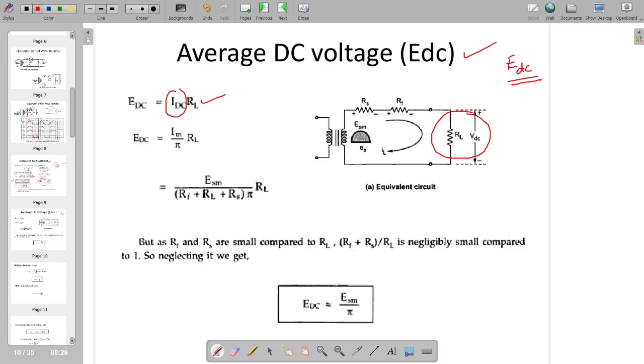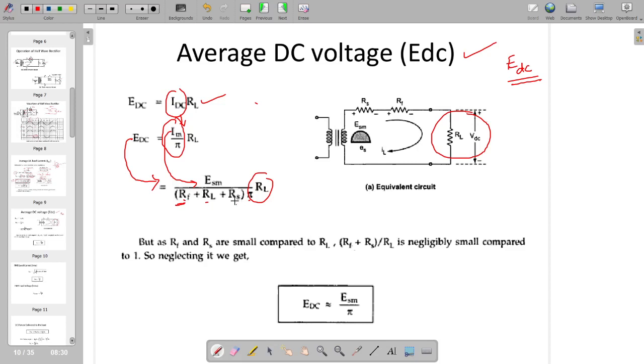We determined in the previous slide that I_DC is equal to I_m upon pi for the half wave rectifier. So instead of I_m, I am replacing E_sm upon (R_F plus R_L plus R_S), into pi, into R_L. This is the average DC voltage we will get in the half wave rectifier.